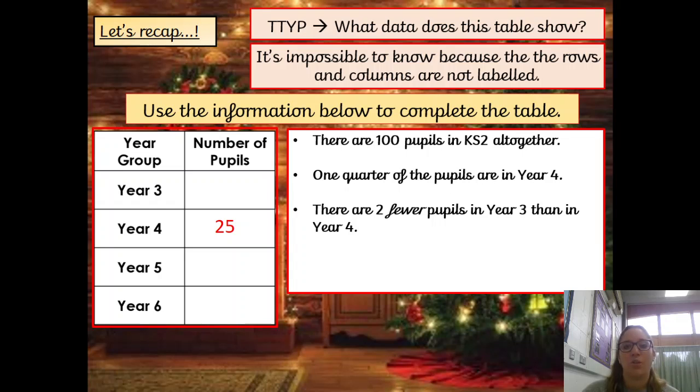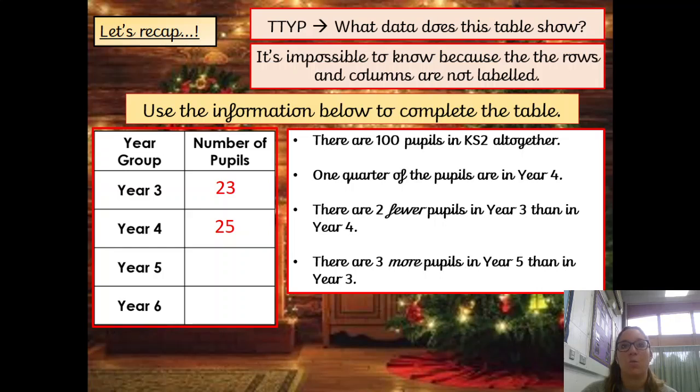There are 2 fewer pupils in Year 3 than in Year 4. What does fewer mean? Now we know that means 2 less. So there's 2 less children in Year 3. We know there's 25 in Year 4, so we know there's 23 in Year 3. And then finally there are 3 more pupils in Year 5 than in Year 3. So if there's 3 more in Year 5 than there are in Year 3, we know there are 23 in Year 3. So 3 more is 26.